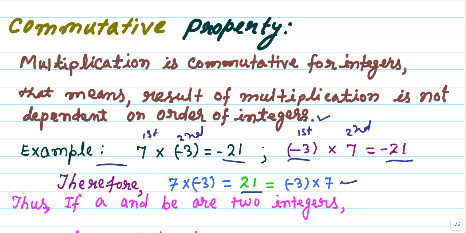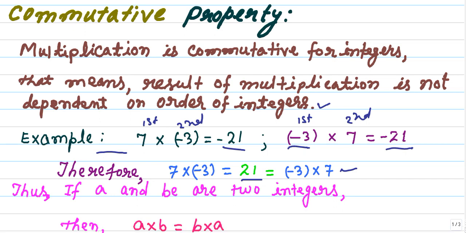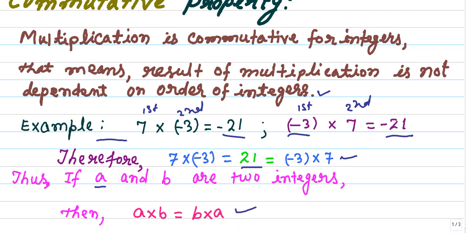So what can we say? Take the variables: suppose we have a and b. A and b are two integers. Then a into b equal to b into a, right?